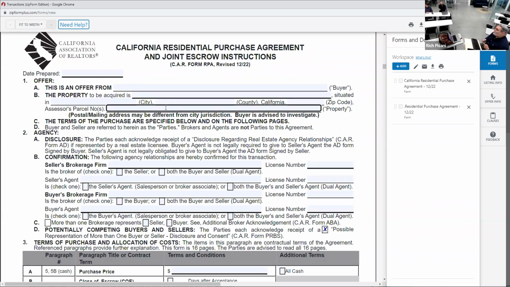Where do you get the parcel number? Most likely you're going to find that on the MLS, because if it's a listing that's on the MLS, the parcel number is going to be reflected there. If not, you can search in Realist, which is a tax public records tax information. You could search that by the address, but it's called the parcel number, the assessor's parcel number, and you put that there. The terms of the purchase are specified below.